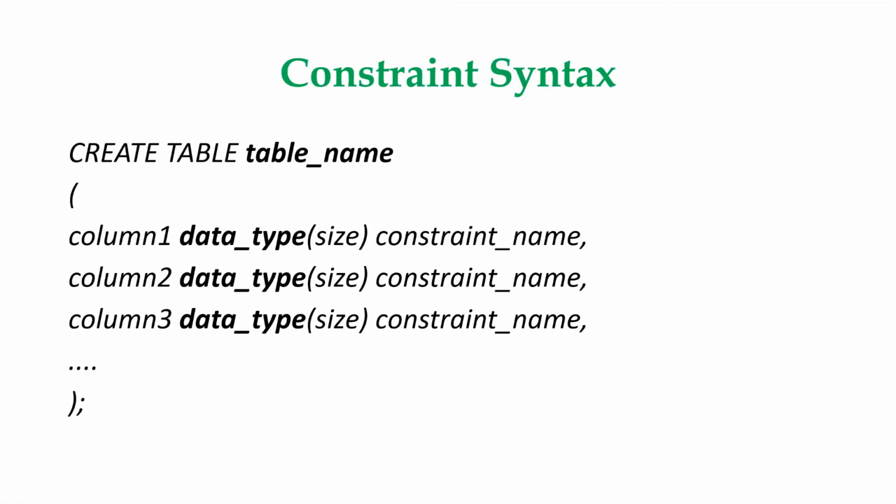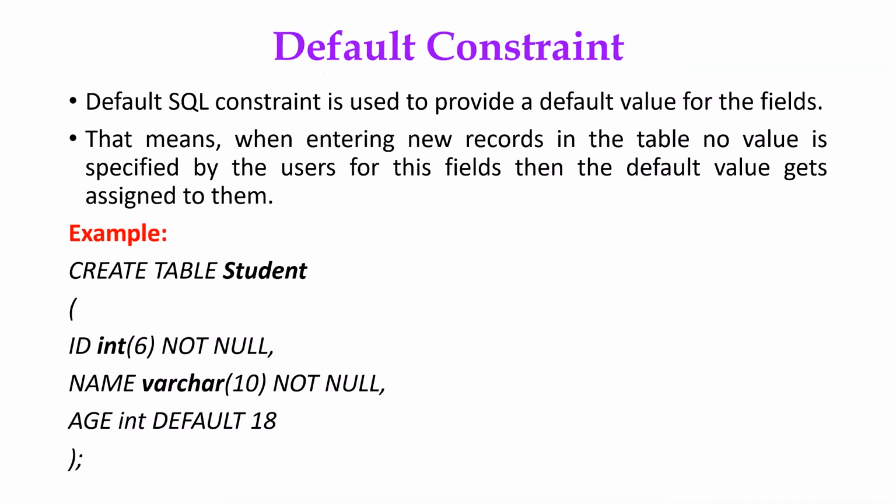So this is the syntax for using the constraint. Create table, table name, column 1, data type, size, followed by the constraint name. At the end of the data type, for each column name, you can mention the constraint name. Let us see how the different constraints work. Here the default SQL constraint is used to provide some default values for the fields which you are not mentioning explicitly.